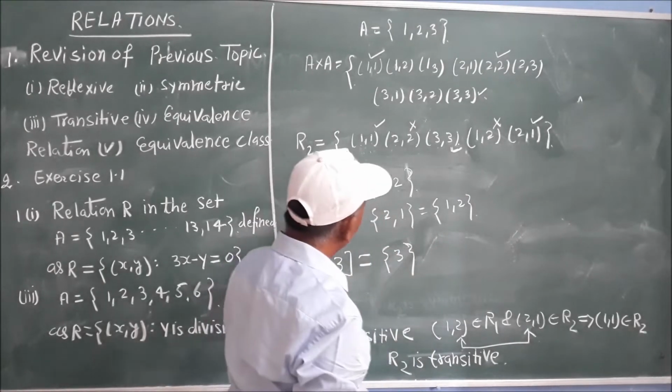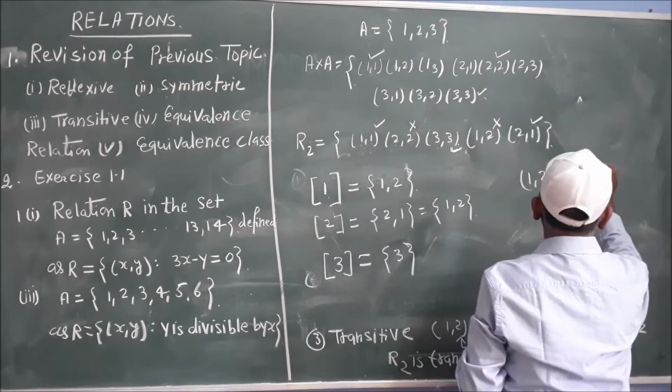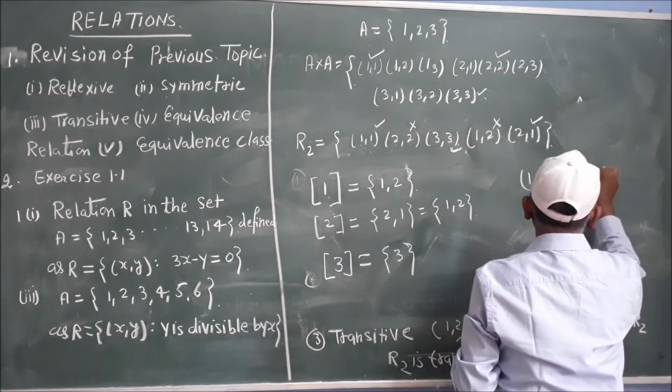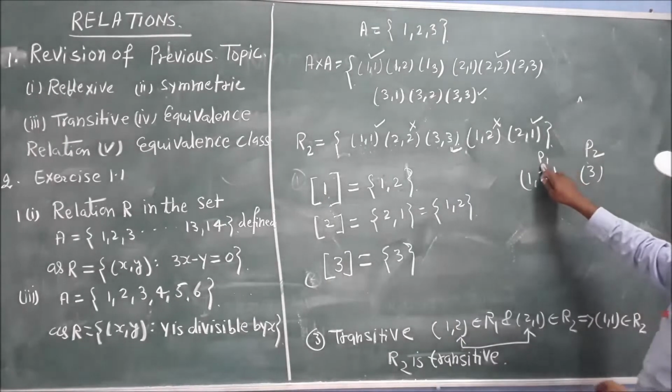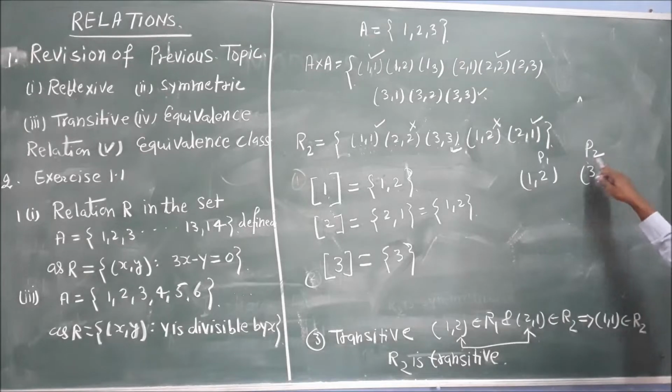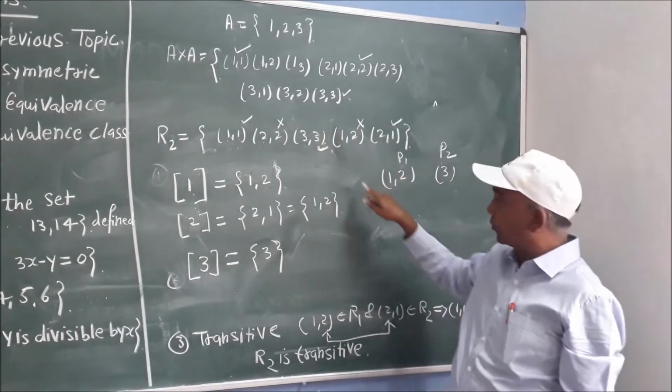So here there are two partitions. First is 1, 2 and second is 3. This is your P1 and here is your P2. So P1 and P2 are given in the question. So you can also find the value of R2 from these two.